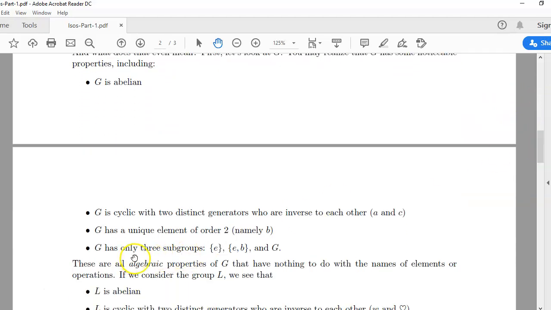G also has only 3 subgroups. It has the trivial one, the subgroup that contains E and the element of order 2, and the whole thing itself, the improper subgroup. And these are all algebraic properties of G. And let's look at the properties of L.